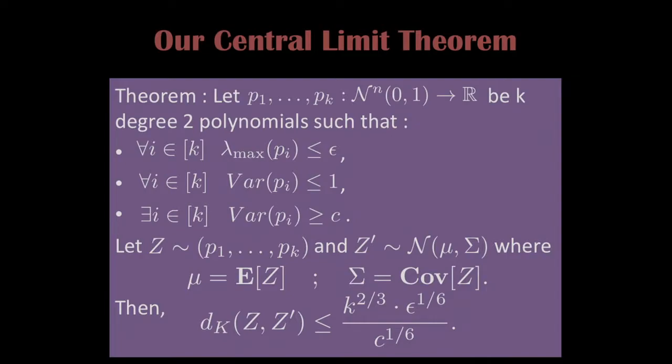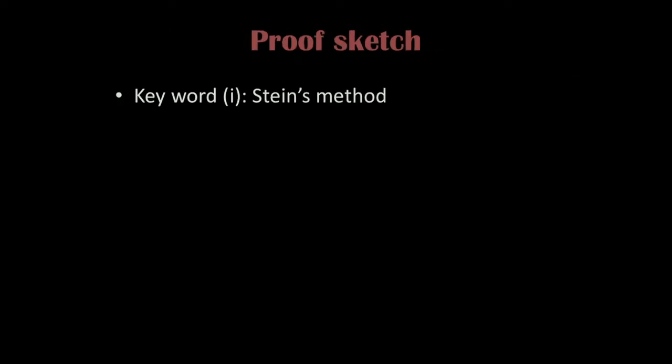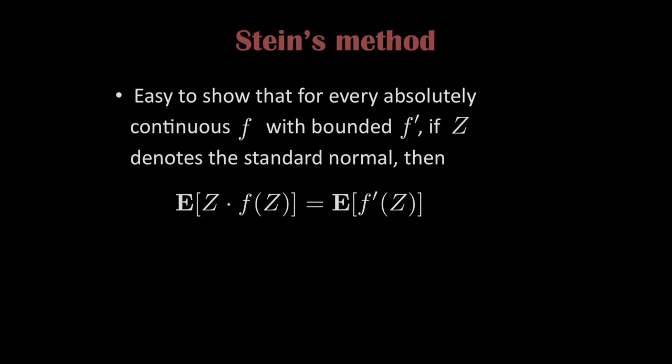Okay, how do you prove this? So there are two keywords here. One is Stein's method and the second keyword is Malliavin calculus. I'm going to go over the first one and the second one. So first let me go over Stein's method.